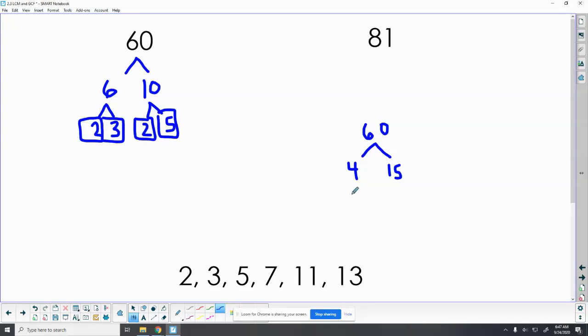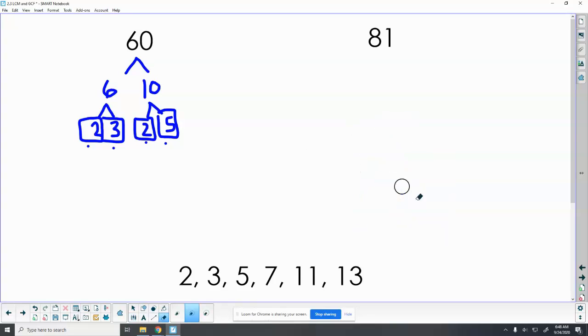So let's try doing 60 a different way and see what answer we get. The factors to make 4 are 2 and 2, and 2 is a prime number, so I box them up to say those are done. And to make 15, I have 3 and 5, and those are both prime numbers, so I'm going to box those up as well. So I can see here 2, 2, 3, 5. Here's 2, 2, 3, 5. So even doing 60 a different way, I came up with the same prime numbers.